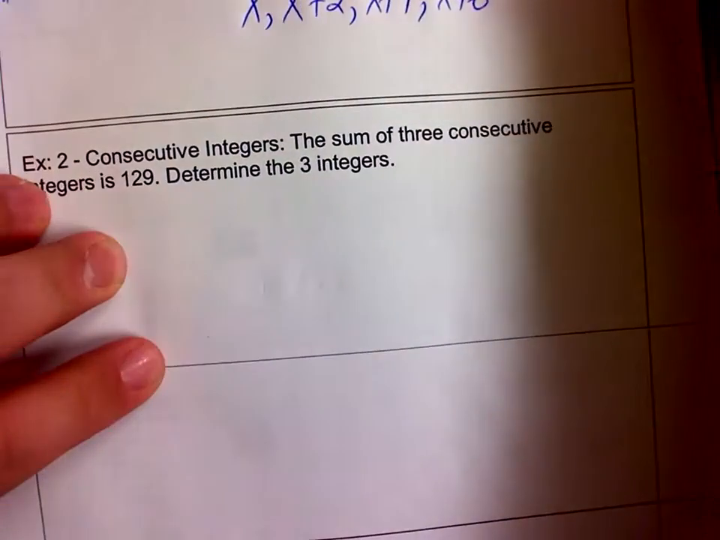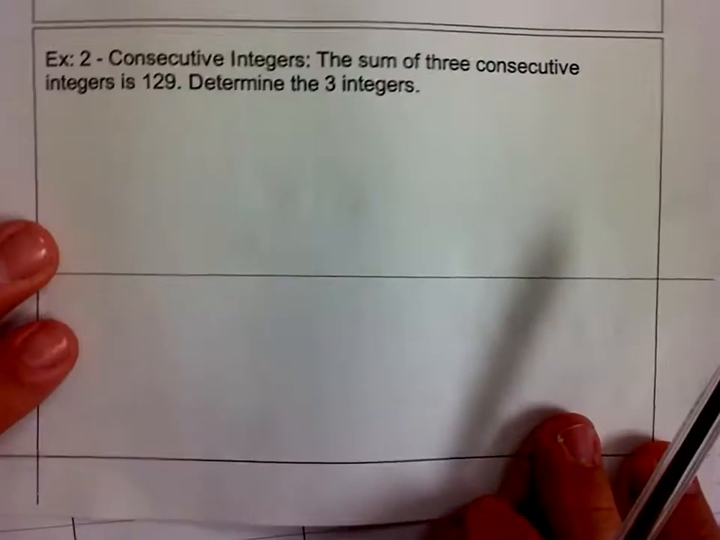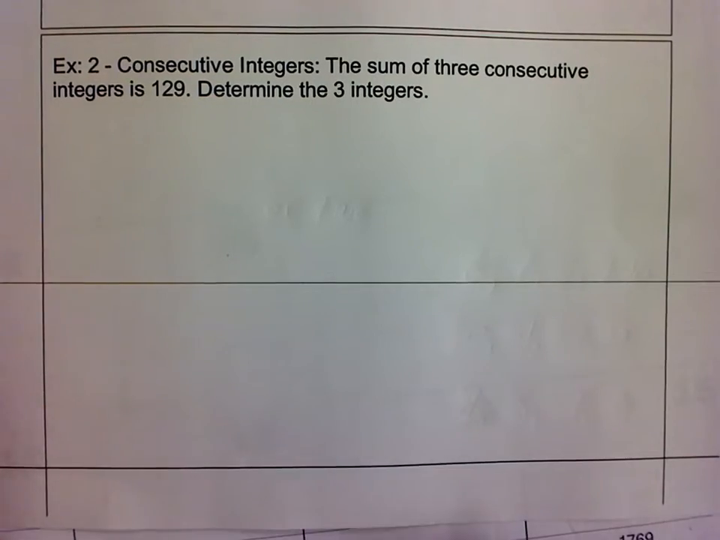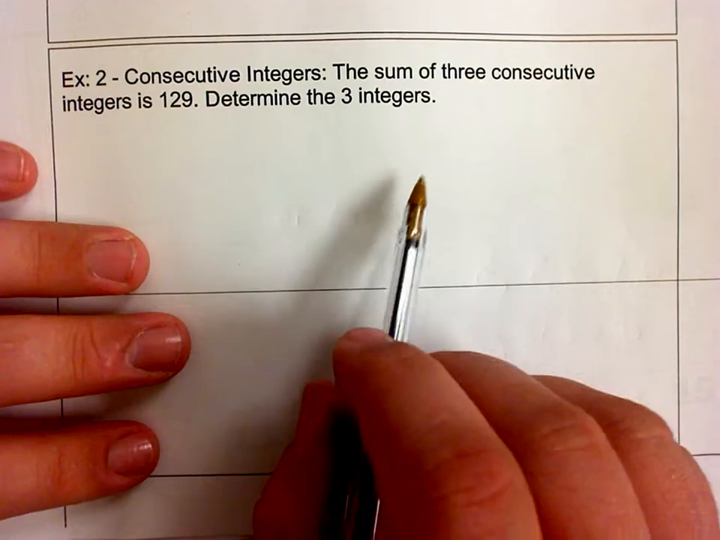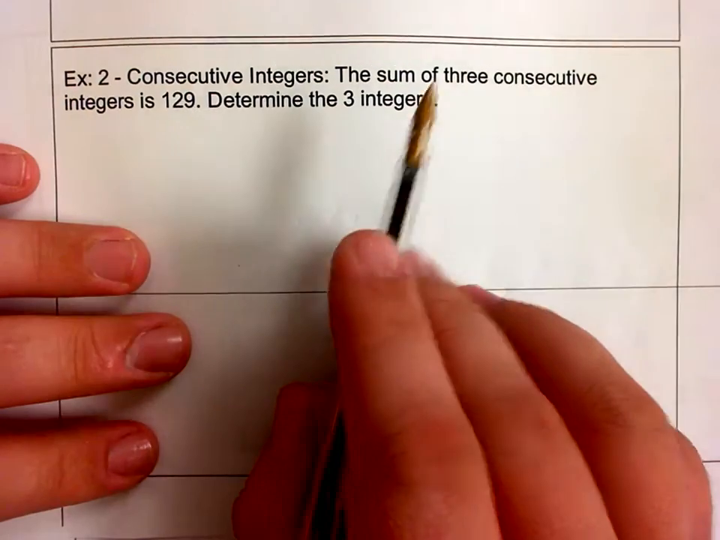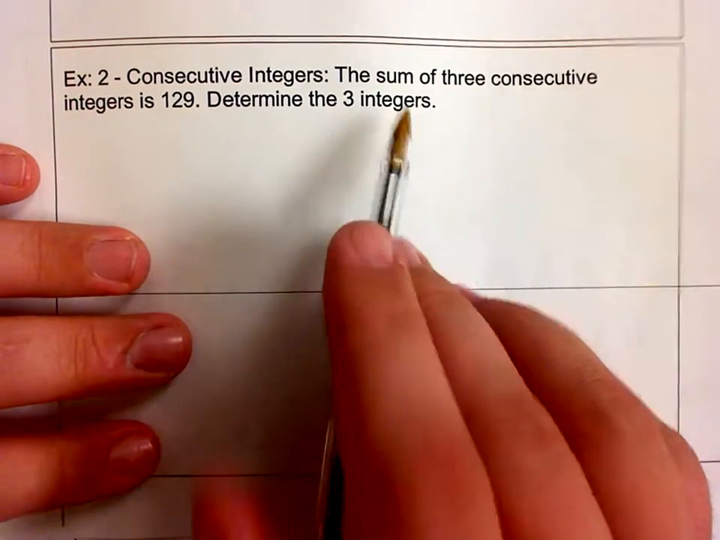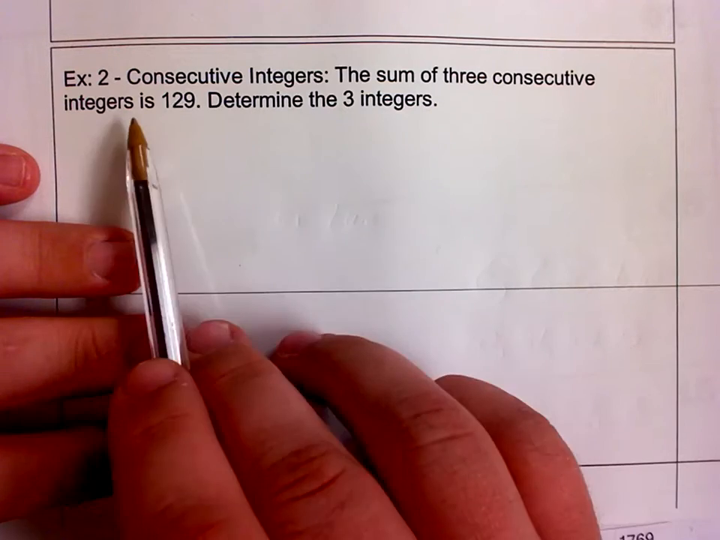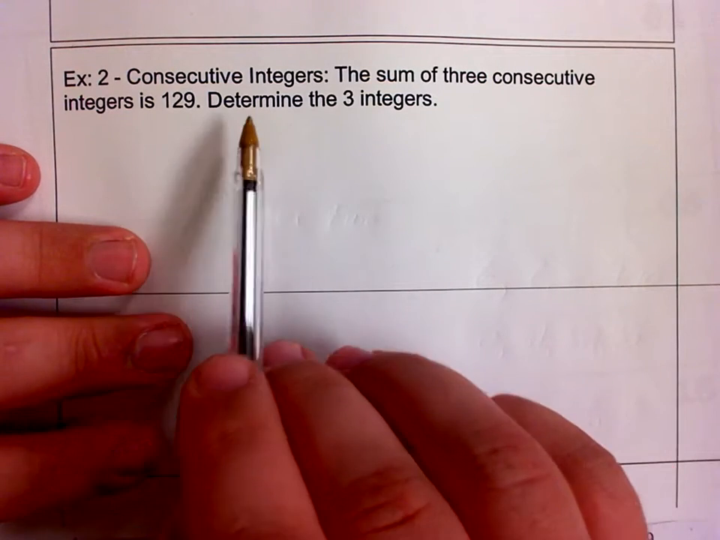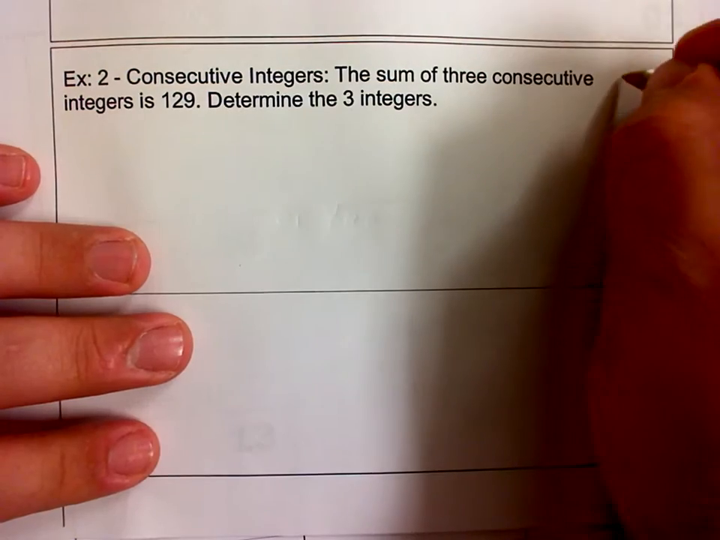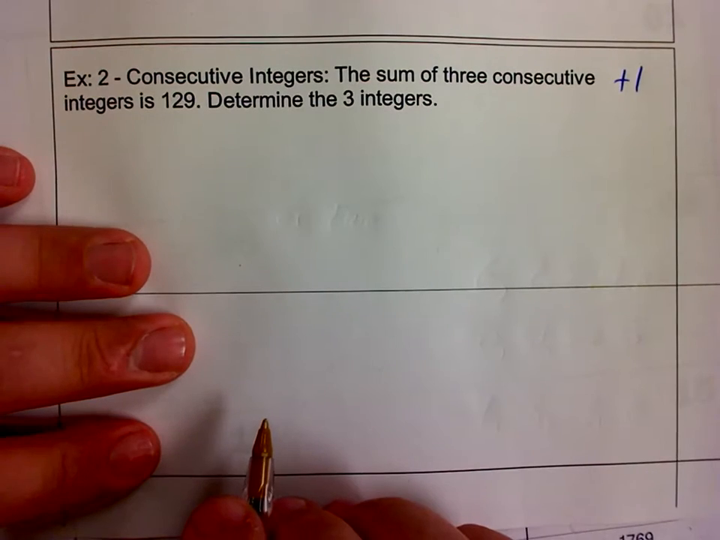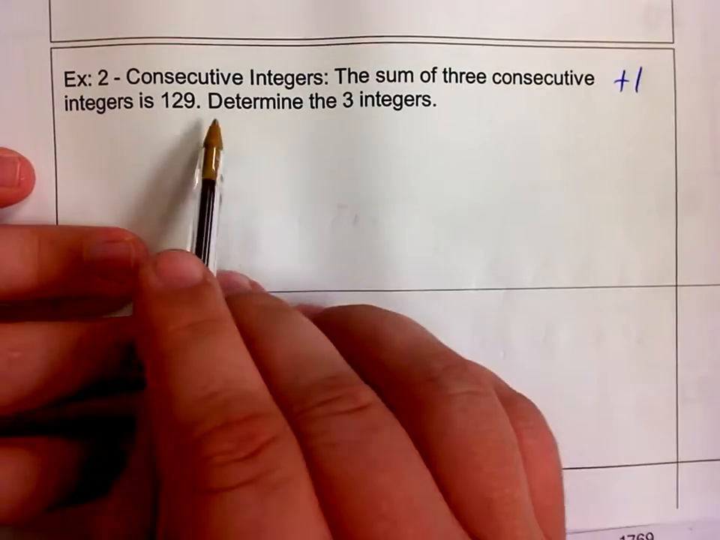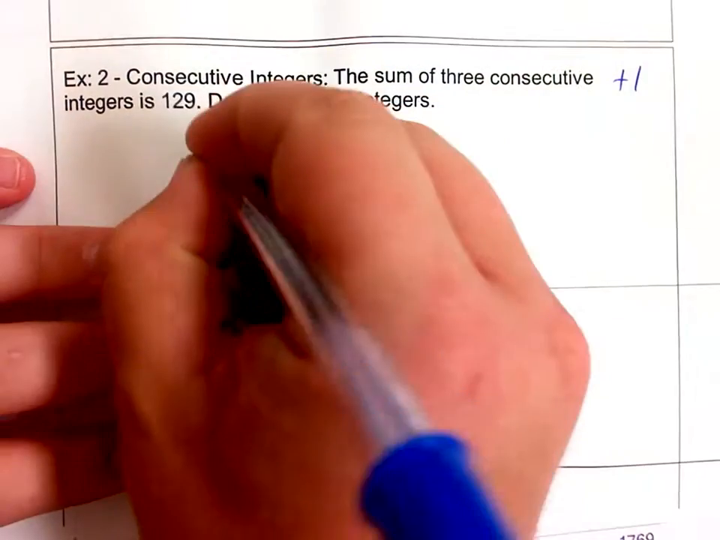Now this problem here states the sum of 3 consecutive integers is 129. We want to determine what those 3 integers are. First things first, we want to determine, are we going to be adding 1 each time or are we going to be adding 2? We do not see anywhere in here where it's stating odd or even. So since it is not stating odd or even, we're going to know that this is going to be a +1 each time. Okay? And since we do not know the starting point, our starting point is going to be our variable x.